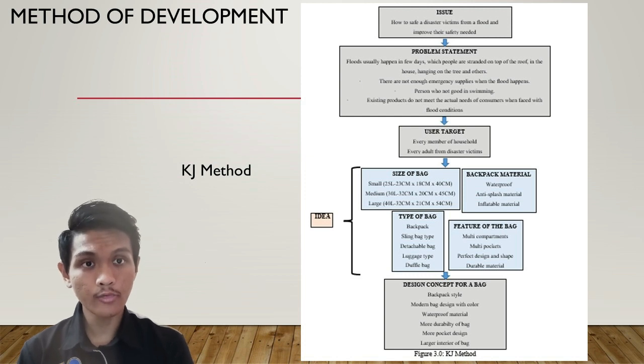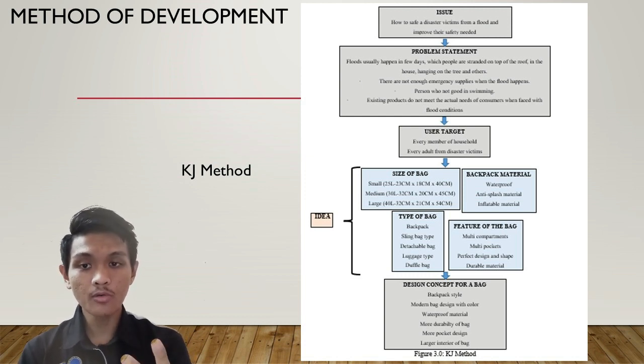In our method of development, we use the KJ method, which starts with an issue and problem statement, then the user target, and after that we build the ideas, which are four ideas, and lastly the design concept for the bag. For the issue, we state how to save a disaster victim from a flood and improve their safety needs. And then the problem statements.